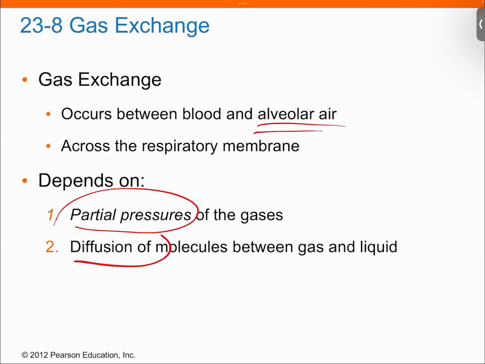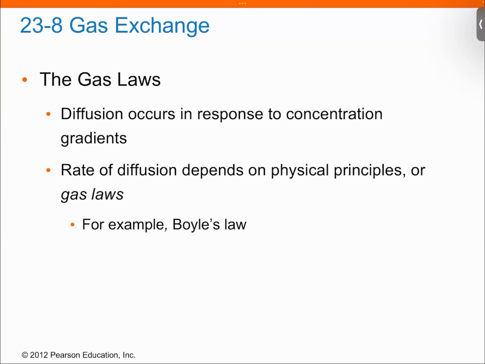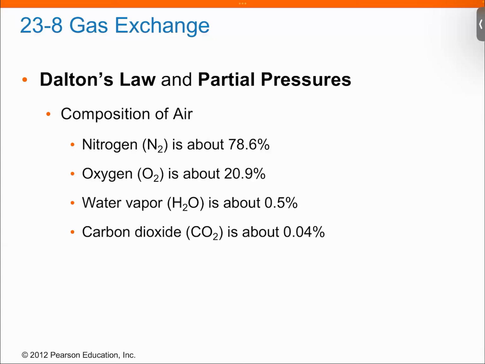It also depends on diffusion. This is where Fick's law comes in. This is the reason why the respiratory membrane is so thin. So obviously, we've already talked about Boyle's law. This basically governs how we change our volumes in order to manipulate pressure so that we can actually get air into our lungs. However, we also have Dalton's law, which is the law of partial pressure.